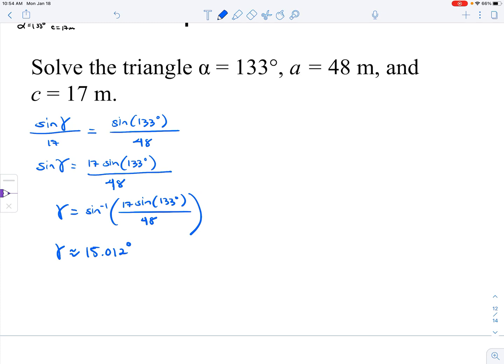Now, sine is positive in quadrant 1 and quadrant 2. Right? Think about your unit circle where the y-coordinates would be positive, quadrant 1 and quadrant 2. So that means angles between 0 and 180 degrees have positive values for sine.